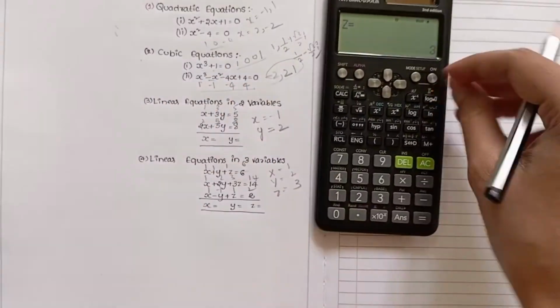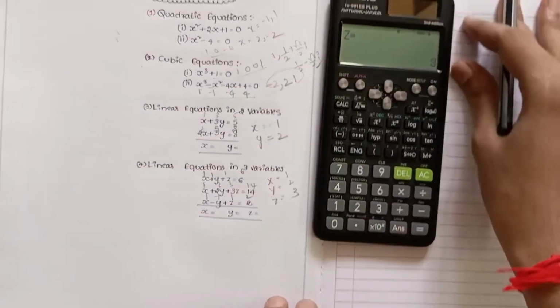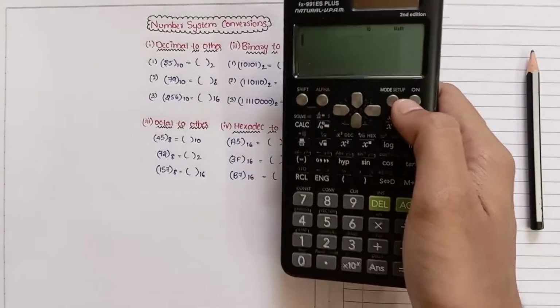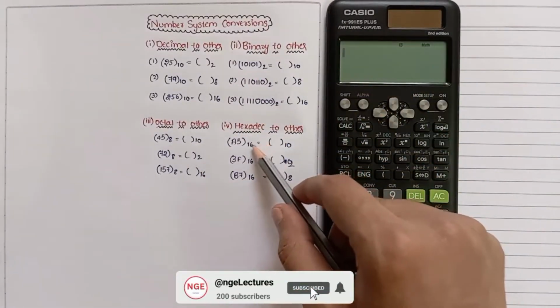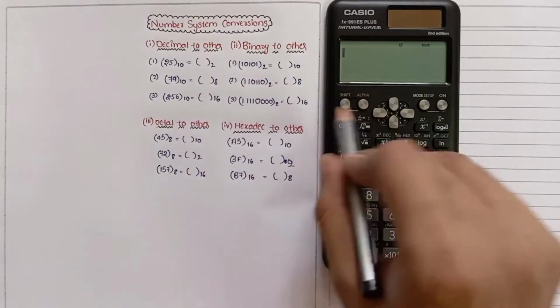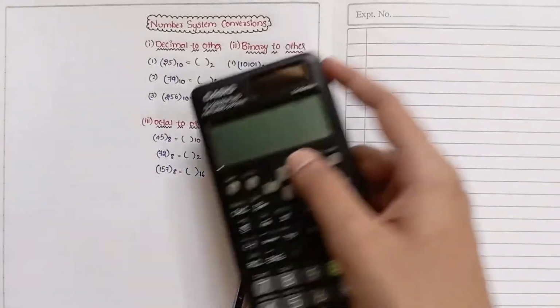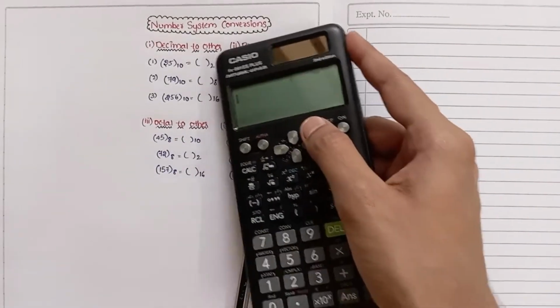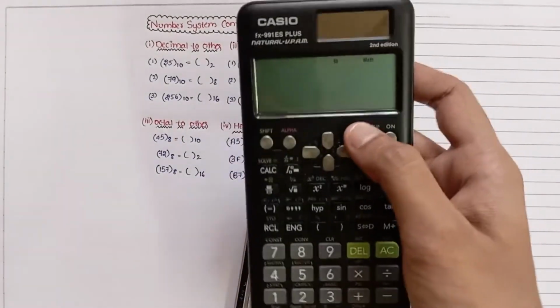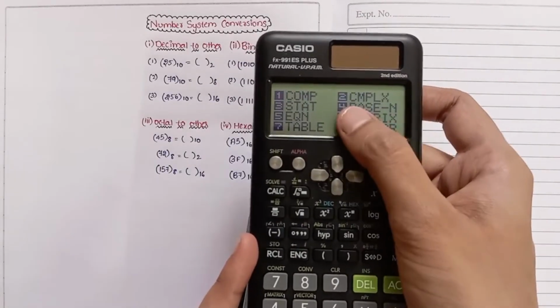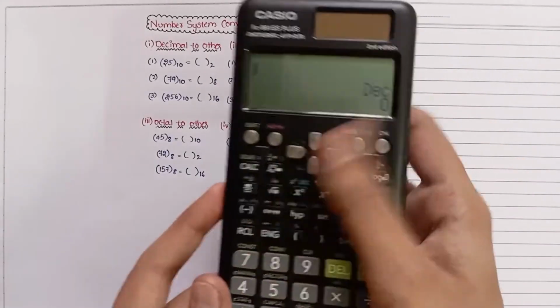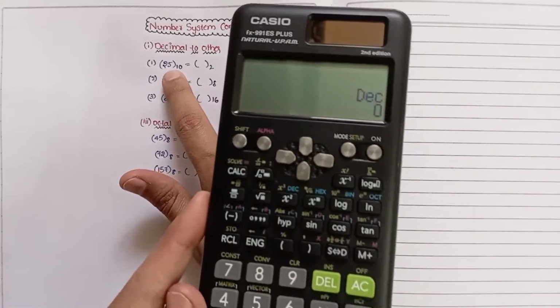So friends, in this way we will solve all number system conversions in the scientific calculator. We will perform these operations so that you get clarity on how to do number system operations in the calculator. First we will convert decimal to other number systems: binary, octal and hexadecimal. Press the mode button and select the base n option, option 4.